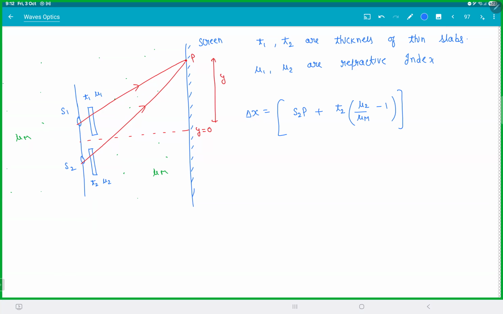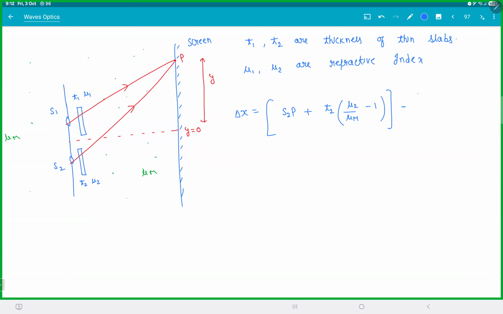Minus S1P, because you went through the slab: T1, mu1 by mu medium, minus 1. That is the second thing. Isn't that your path difference? That's it.